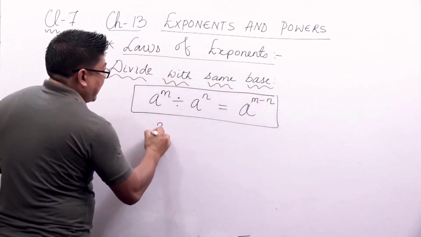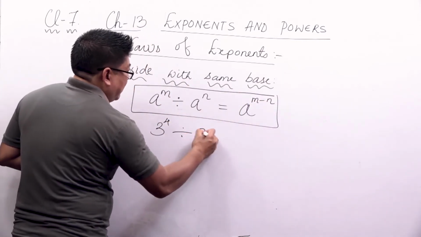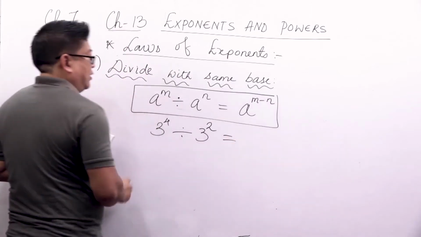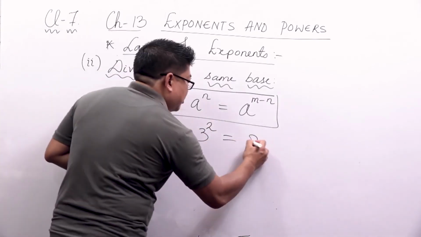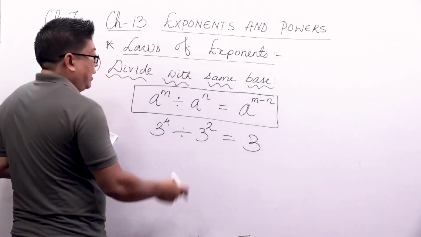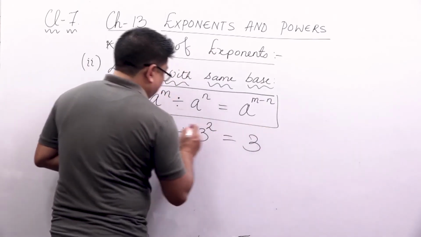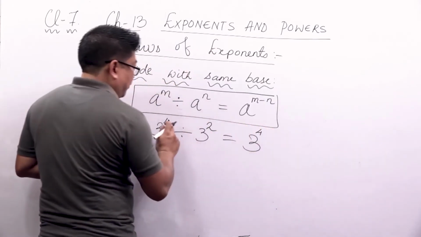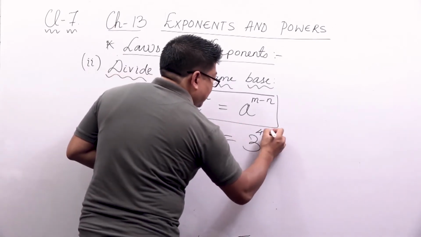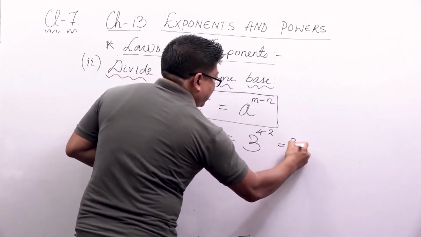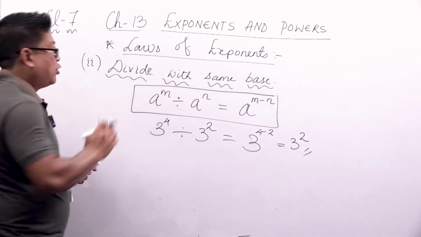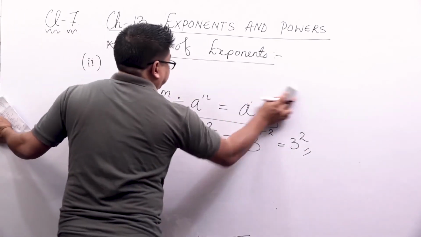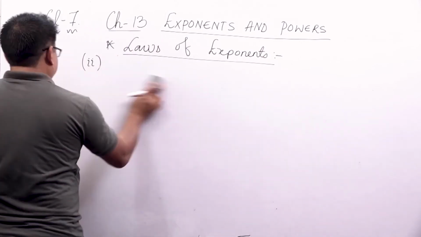All right, the example will be, let's take the same number, 3 to the power 4 divide 3 to the power 2. So both bases are same, so I will write the same base as 3. It is divide, so I will subtract the powers. 4 minus 2. So when I subtract, I get 3 to the power 2. So this is the second law. Let's look at the next law.